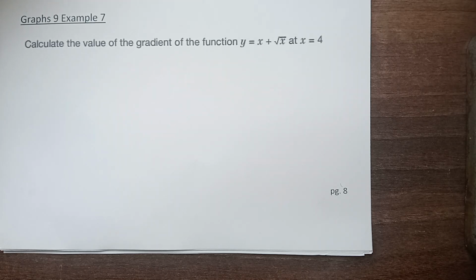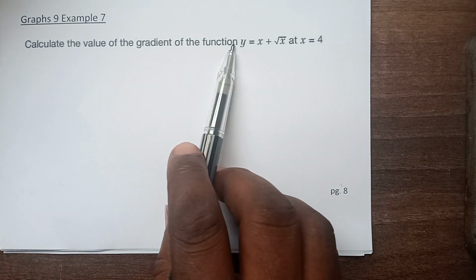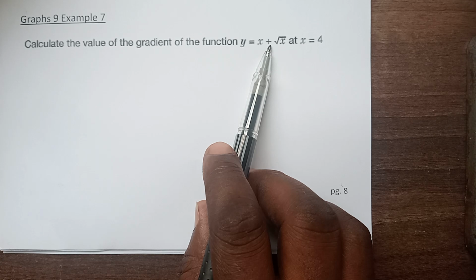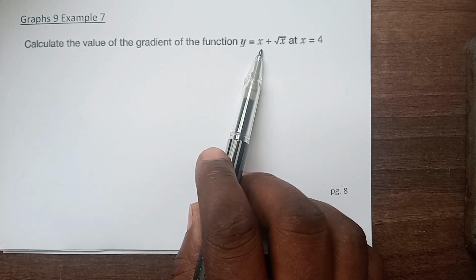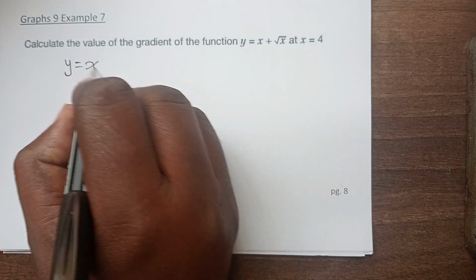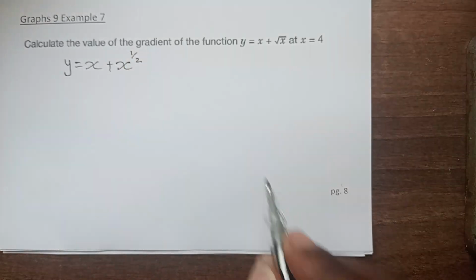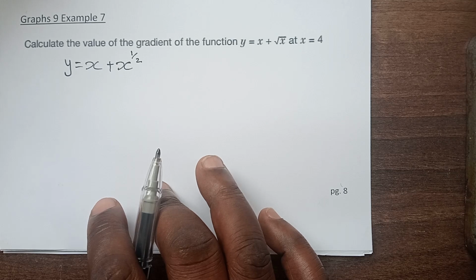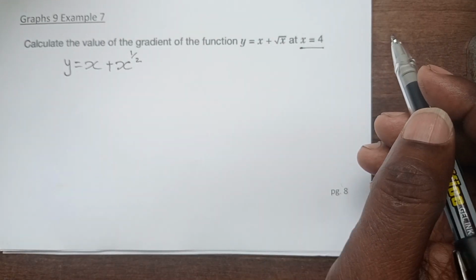In this video, I want us to understand example 7 of graphs 9, whereby we are expected to calculate the value of the gradient of the function y is equals to x plus root x at x is equals to 4. Writing this function, we may have y is equals to x plus x raised to power a half, because the square root of x is the same as x raised to power half. And remember, x is equals to 4.